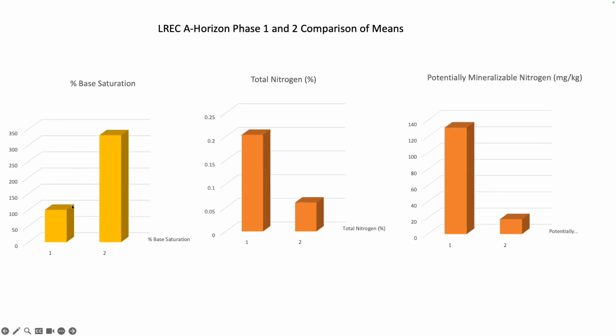Again, your percent base saturation skyrocketed also. You were near 100% base saturation here before. Now you're at over 300% base saturation. So you're super saturated with bases. So I'm thinking limestone glade.